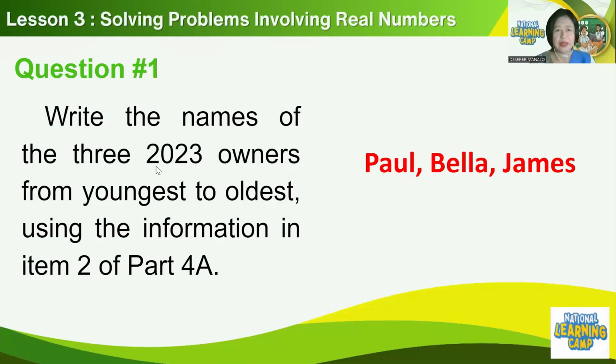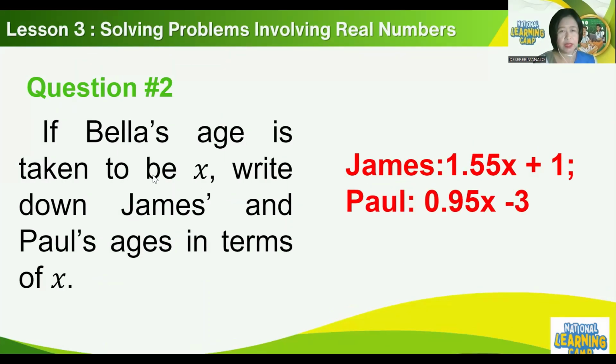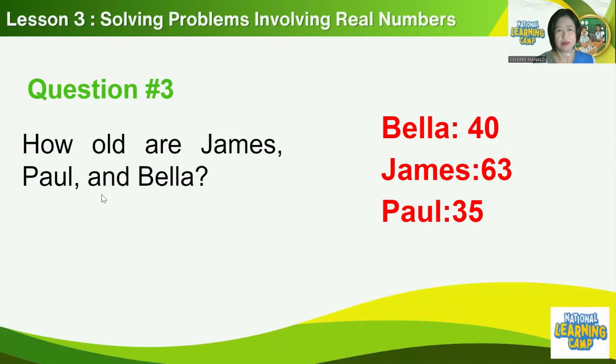For question 1, write the names of the 2023 owners from youngest to oldest using the information in item 2 of part 4A. So we have Paul, Belia, and James. Question number 2, if Belia's age is taken to be X, write down James and Paul's ages in terms of X. So James, 1.55x plus 1. Paul, 95 hundredths x minus 3. For question number 3, how old are James, Paul, and Belia? So based on the previous equation, we can find their ages. So Belia is 40, James is 63, Paul is 35.